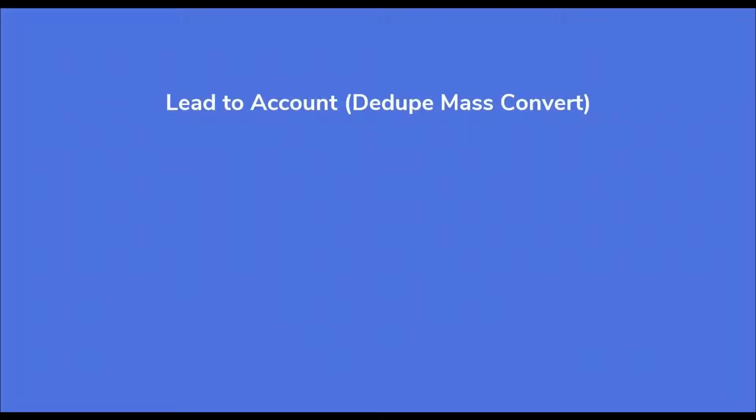Lead to account dedupe mass convert filter. This is going to be run after you finish your lead to contact conversion. So you've cleaned up all the leads that already have a matching contact.